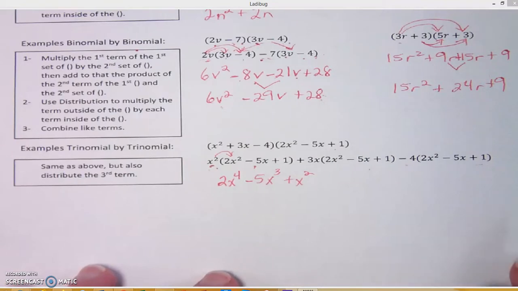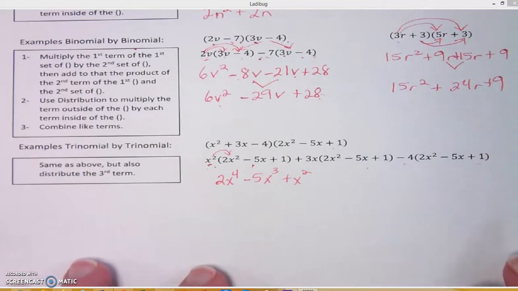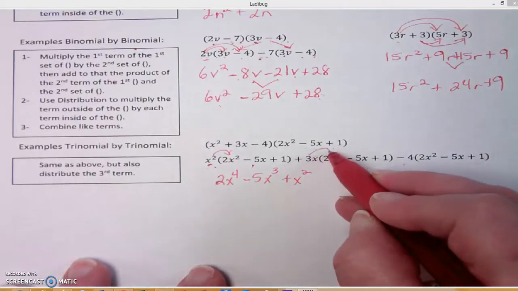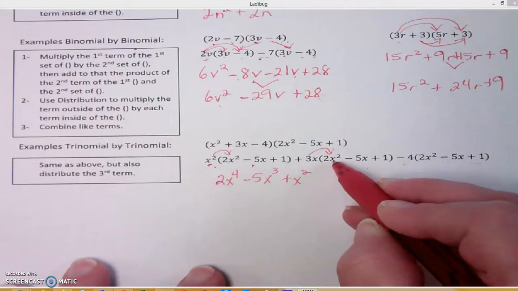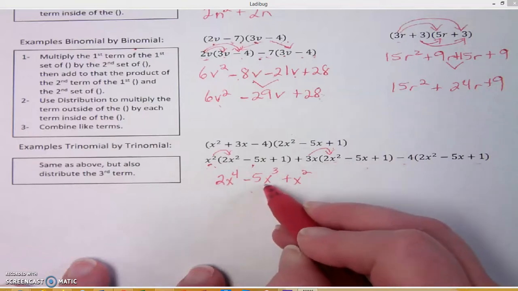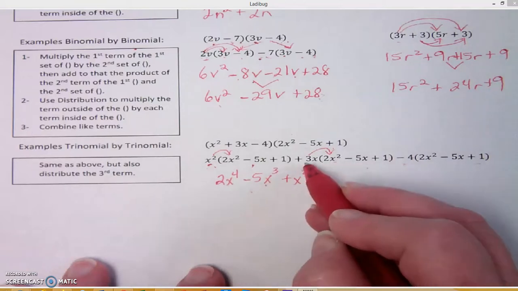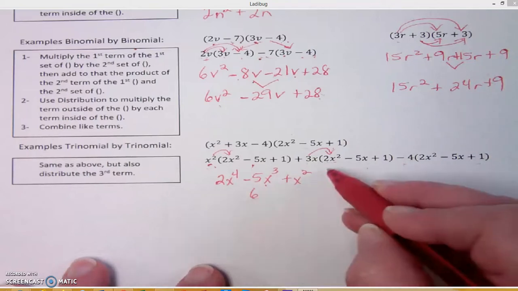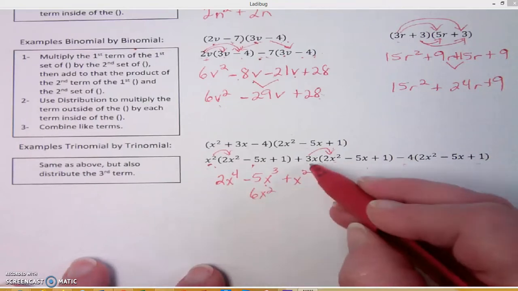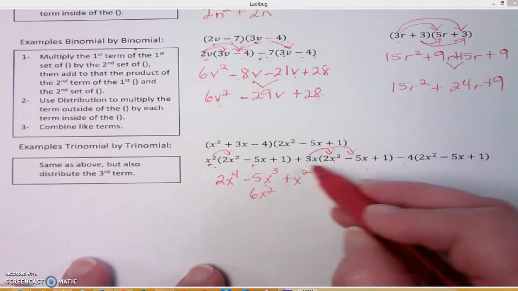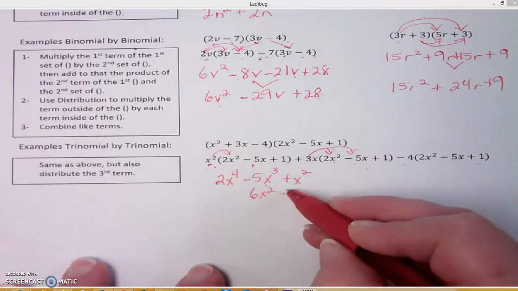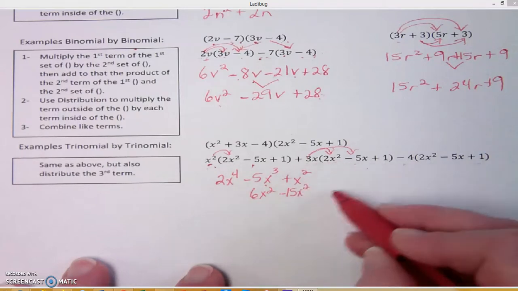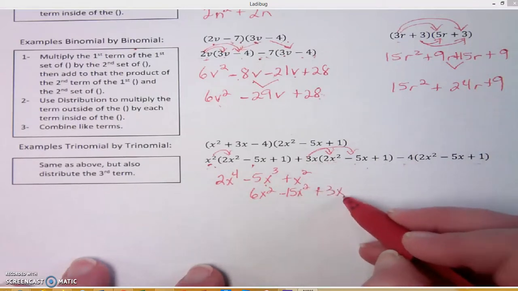Now I'm going to do my second set. What might help you is if you kind of line these up. Like this one, when I do 3x times 2x squared, I get x cubed. So we know we're going to add it to this x cubed. So 3 times 2 is a +6, and then I have my x cubed. And then 3 times -5 is -15 x squared. See how they line up? And then 3x times 1 is just 3x.